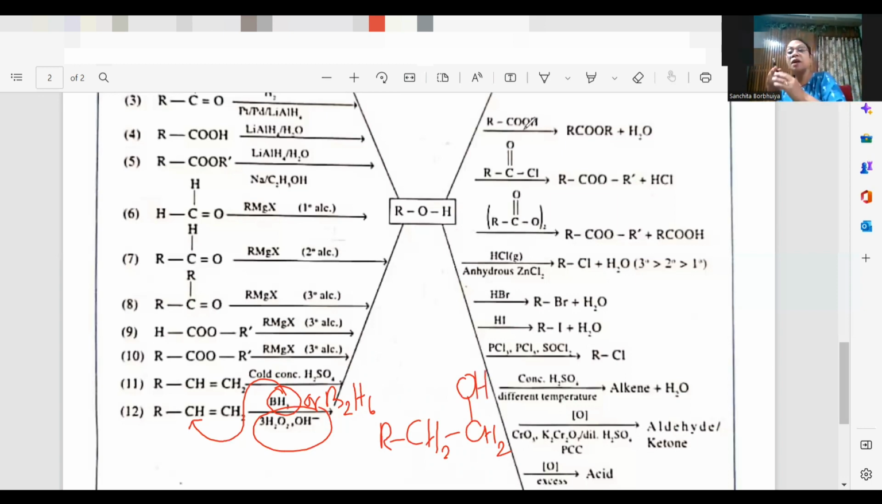So if you want Markovnikov's addition of OH from an alkene, you will have to use cold concentrated H2SO4. And if you want anti-Markovnikov's addition of OH on the terminal carbon with the carbon having more number of hydrogens, just use a hydroboration method. Okay, so this finishes the methods of preparation of alcohol. So let's go on to the chemical properties of alcohol.